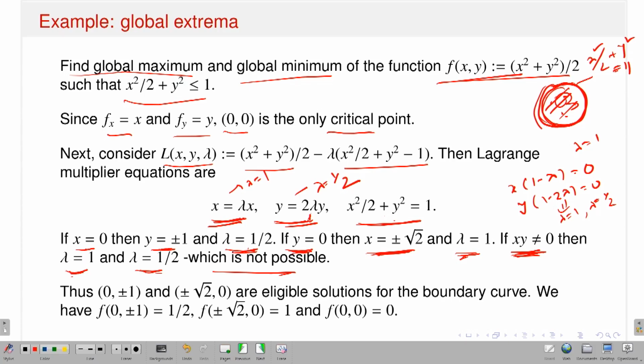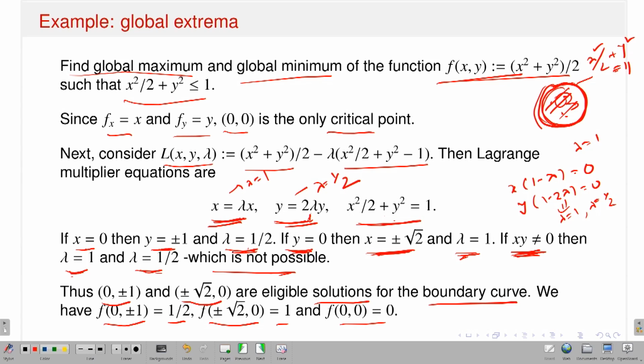So, what are the possible solutions? The only possible solutions are that either x is equal to 0 or y is equal to 0. Now, if we ignore the lambda, then (0, plus minus 1) or (plus minus root 2, 0) are the eligible solutions on the boundary curve. If you just evaluate it, f evaluated at (0, plus minus 1) is equal to 1 by 2, f evaluated at (plus minus root 2, 0) is equal to half, and f of (0, 0) is equal to 1. Okay, clear? So, therefore, you have three equations and you have to solve it.